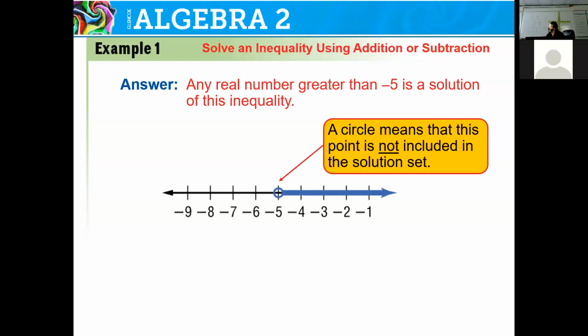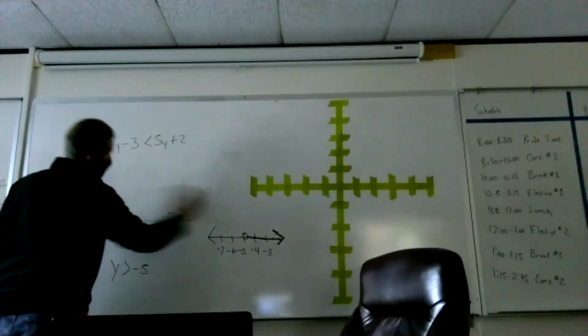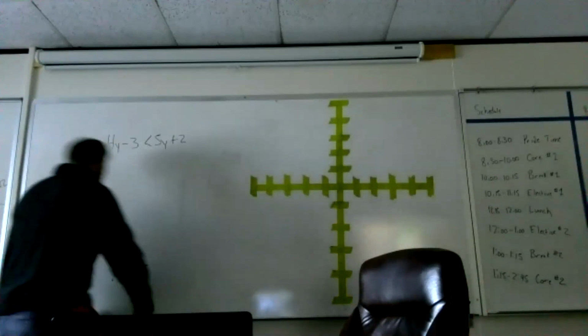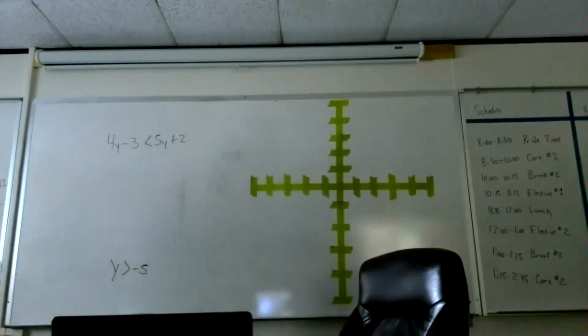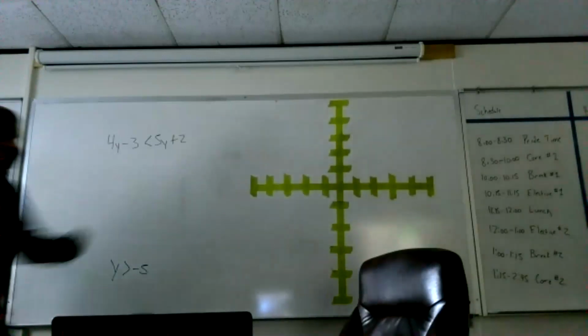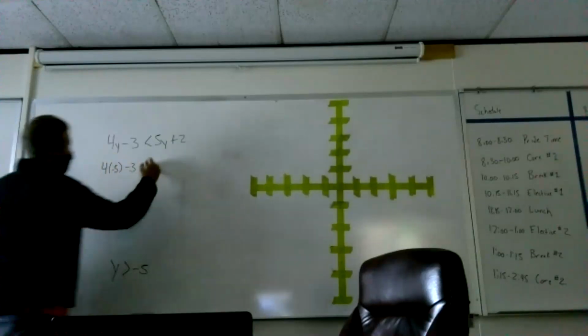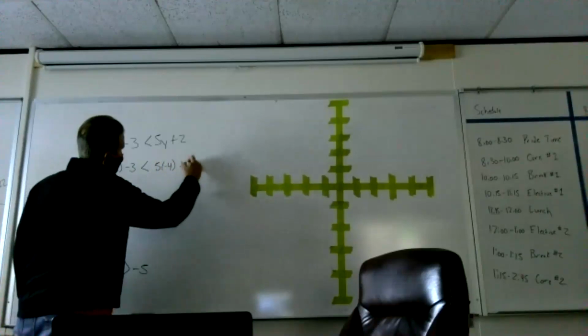And a simple, easy way to check yourself is we've already found out that our solution has to be greater than negative 5. What we can do is plug in any number that is greater than or any number that is less than and actually check ourselves. So I have y has to be greater than negative 5. What happens if I were to actually plug in negative 5? So 4 times negative 5 minus 3 is less than 5 times negative 4 plus 2.